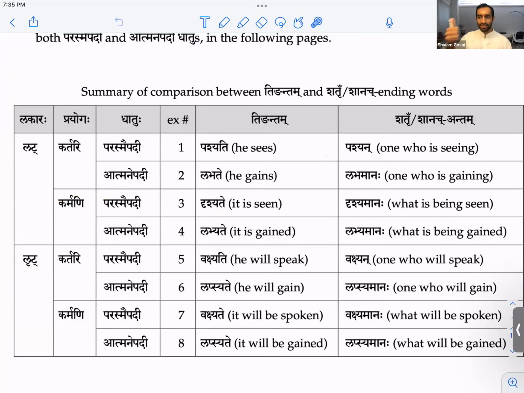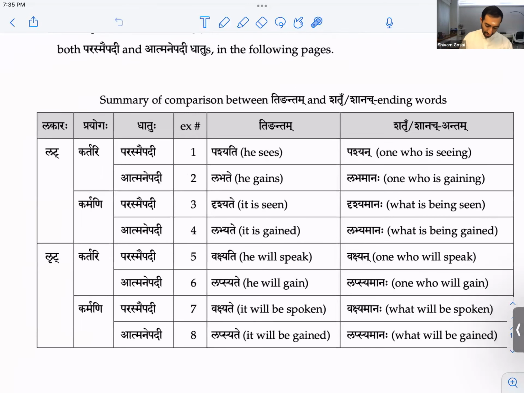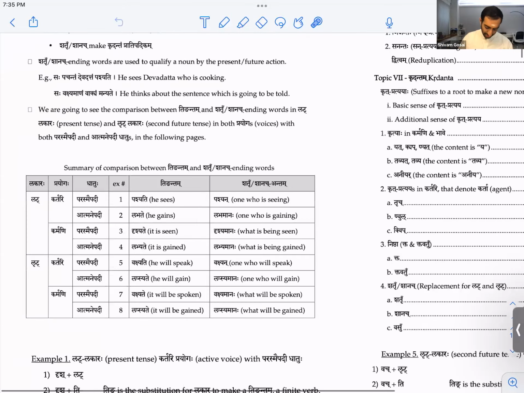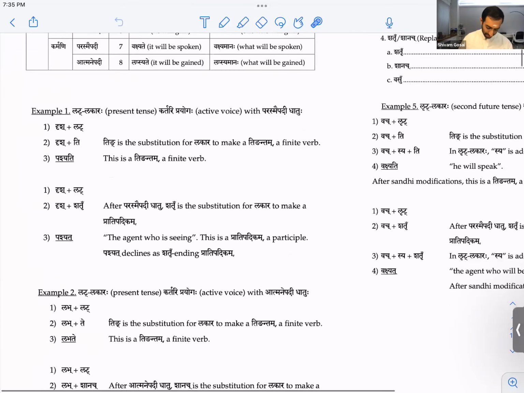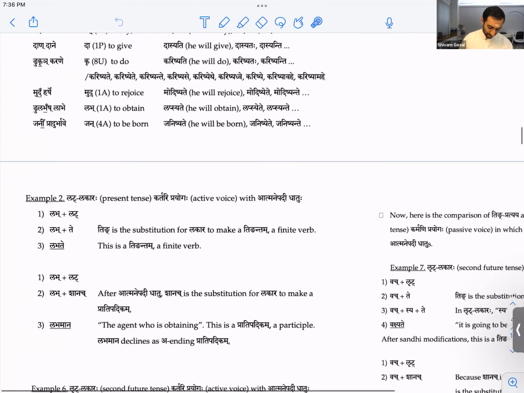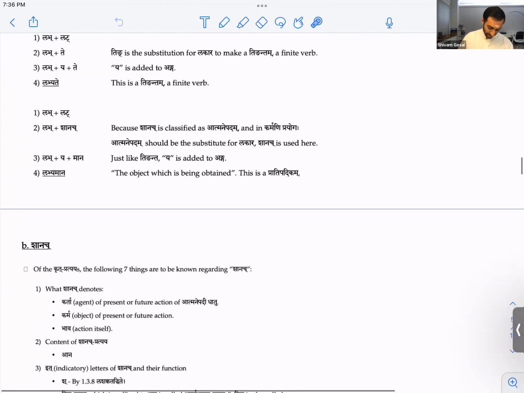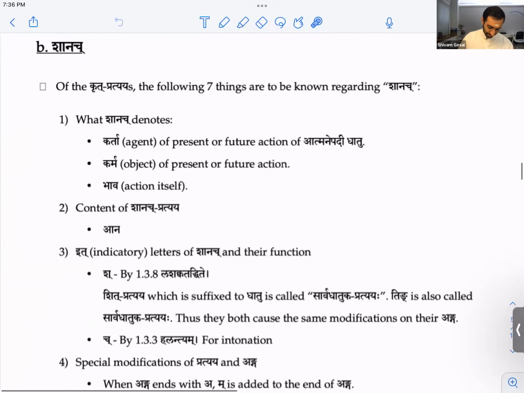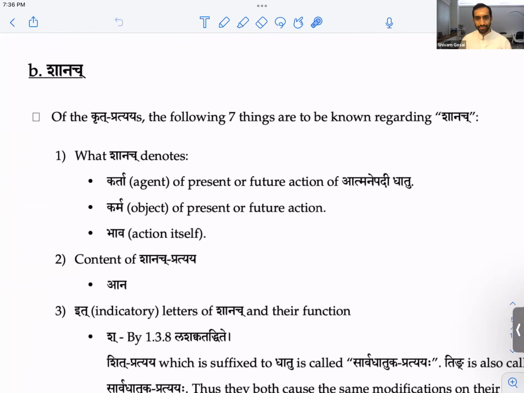Does this feel okay so far? We've seen this. Okay. All right. Let's look at Śānac. And if people have questions about Shatru, we can come back.